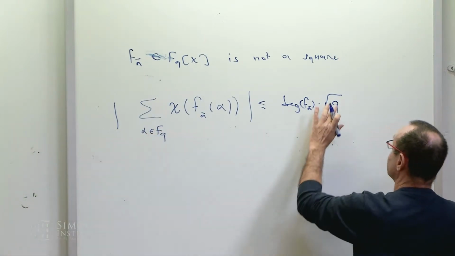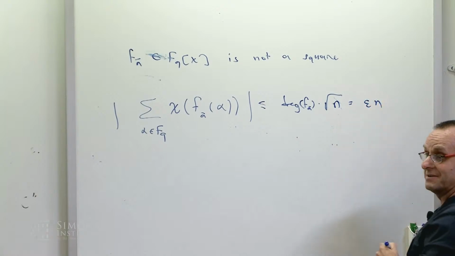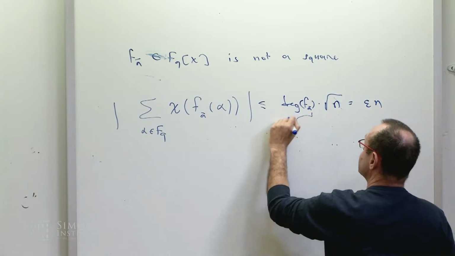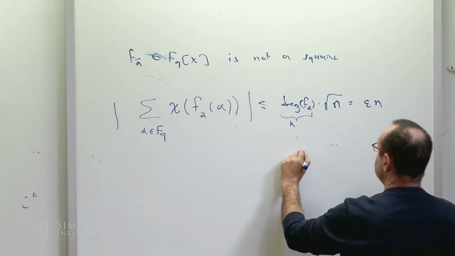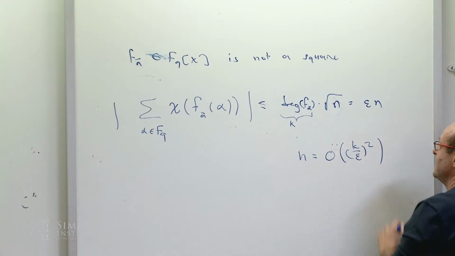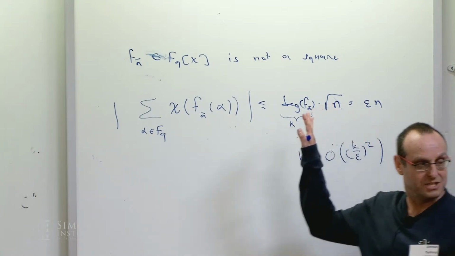All we need, q is n, let's call it n. We want the bias to be epsilon n. Let's call this k, this is like the dimension. And then it's a calculation, and n equals, again, order of k over epsilon squared. Okay, that's the second construction in AGHP.